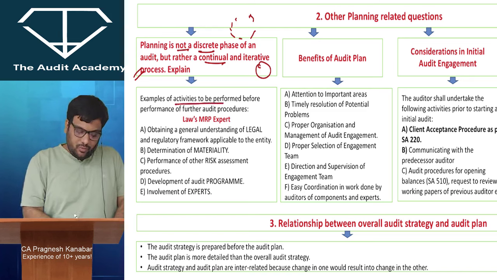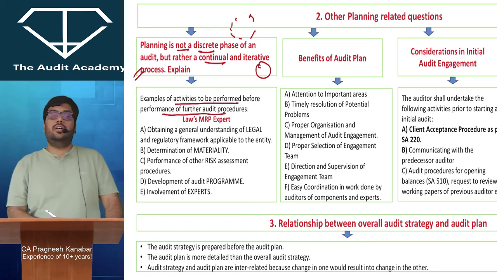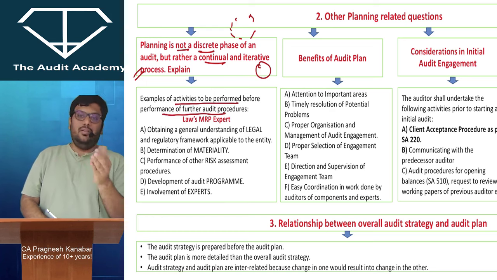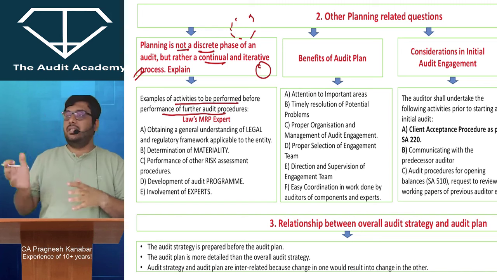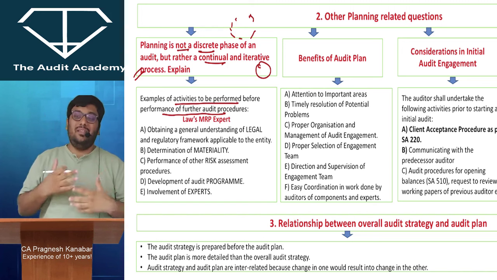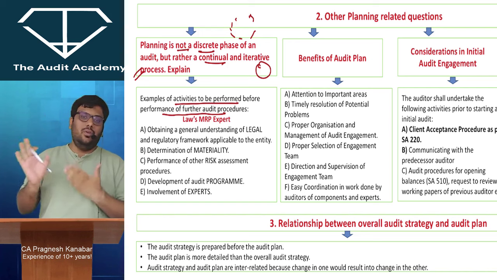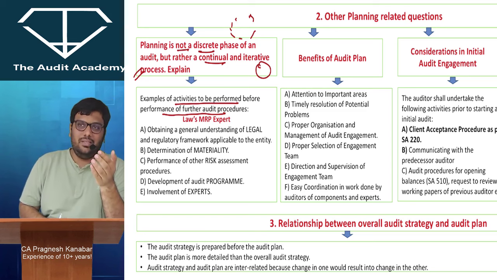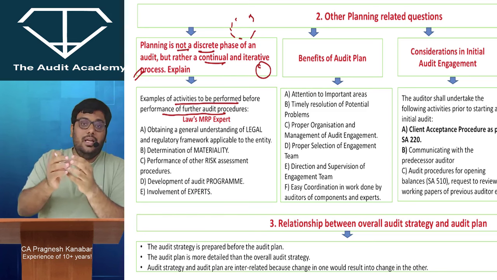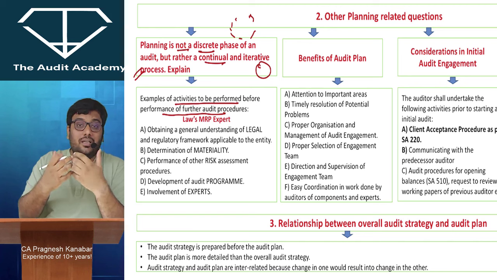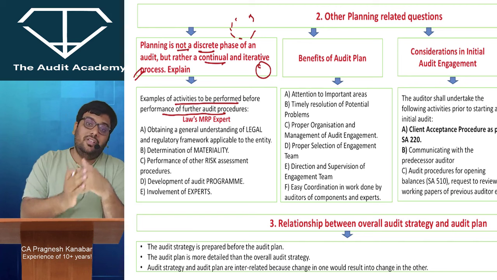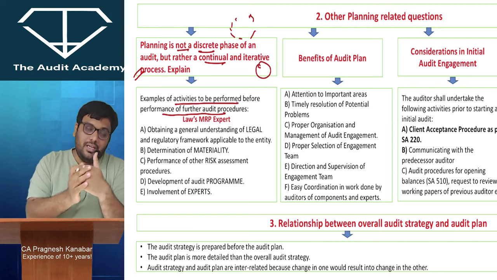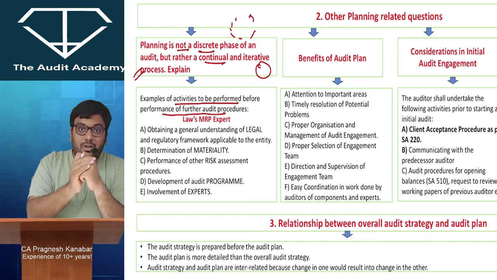Examples of activities to be performed before the performance of further audit procedures. All right, if you have a problem with these words, risk assessment procedures, further audit procedures, I mean the basics of standards, then you can go to my mobile app, go to any course, and see the first couple of videos which are always there as demo videos which are unlocked, and you can see some basics over there. But just to give you in short, in risk assessment procedures, we try to obtain an understanding of the entity, its environment, its system. We just try to understand things, whereas in further audit procedures, we try to test the things, all right? So risk assessment is always before further audit procedures, correct?